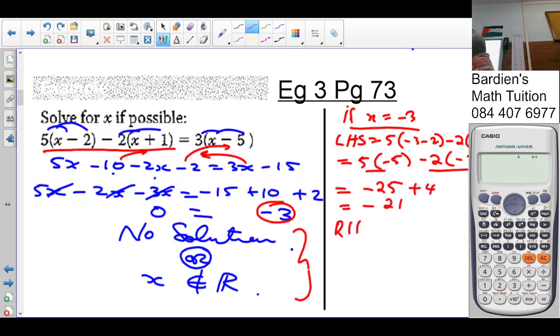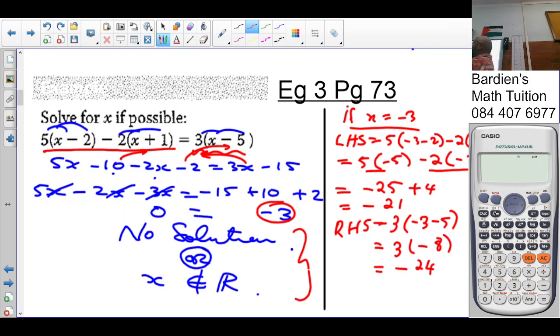The right hand side of the equal sign is going to be 3 into negative 3 minus 5. What's negative 3 minus 5? Negative 8, which is negative 24.